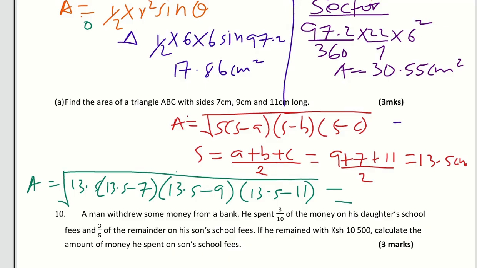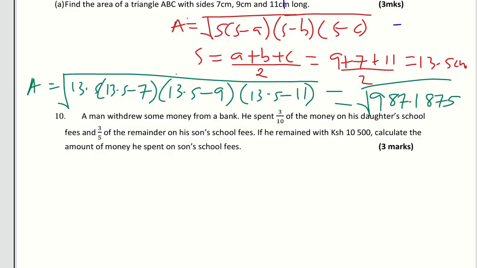So if you do the maths, you'll find you have approximately the square root of 987.1875. On the square root, this area is approximately 31.42 square centimeters. Again, feel free to pause and try it out. Then we move to the next number.